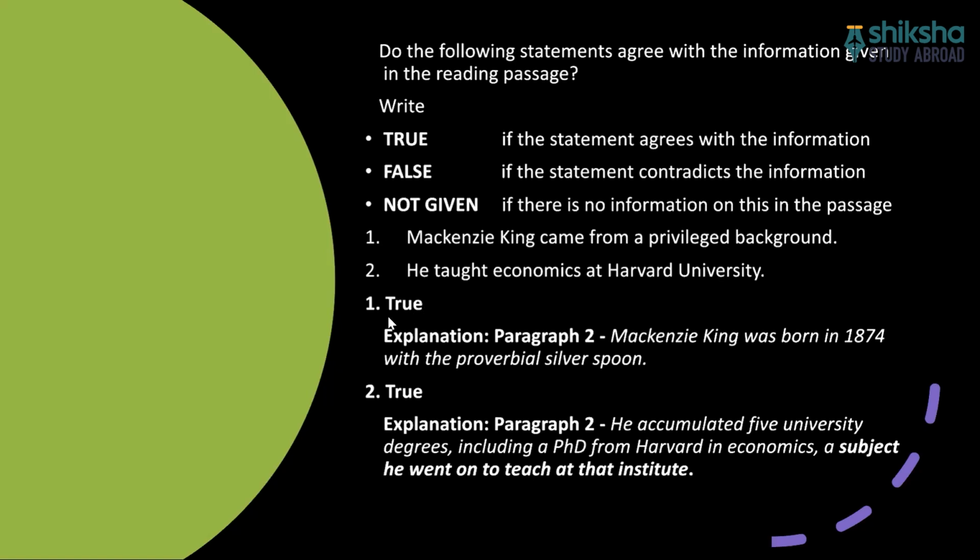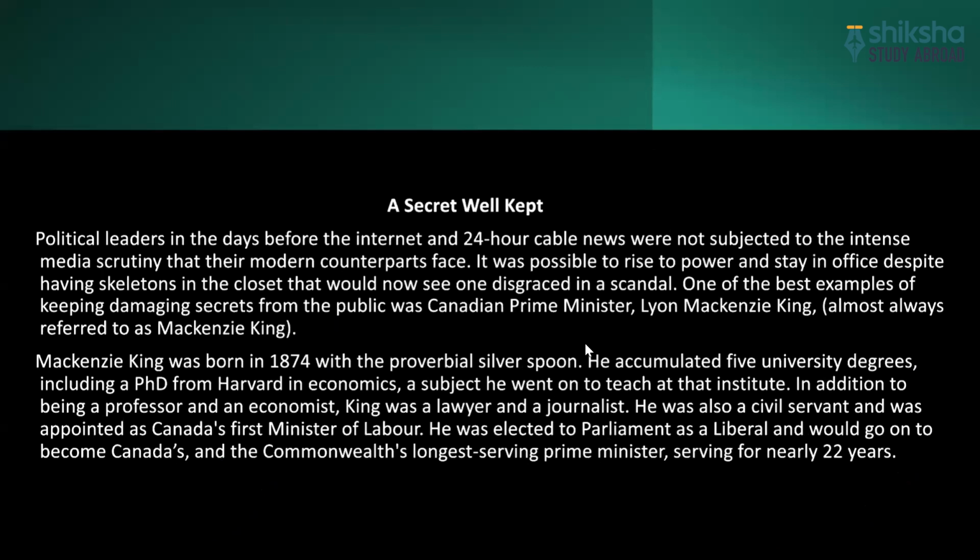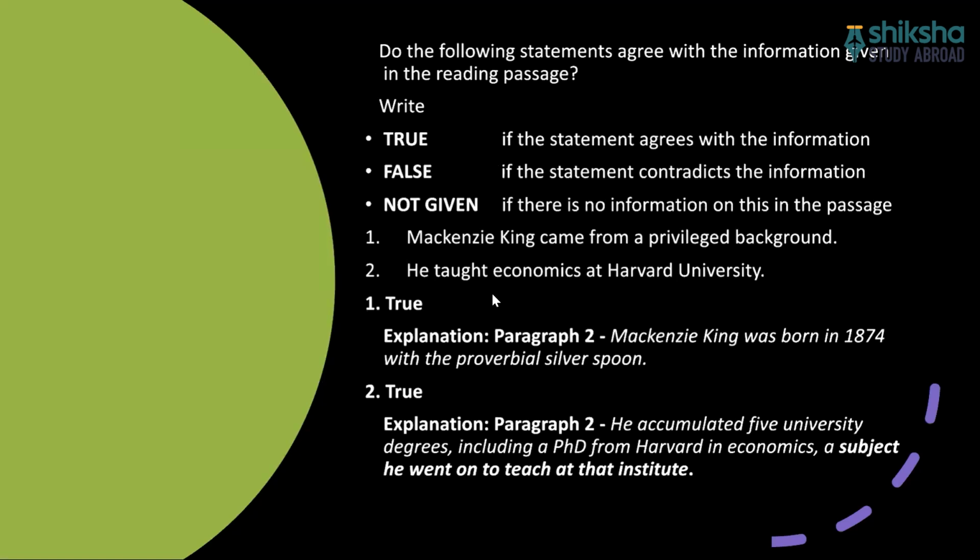The answer for this first one is true. An explanation has been given here. Paragraph 2. So I'll show you where is the paragraph 2 here. Mackenzie King. Okay, so I have listed down these 1 and 2 paragraphs here, just for you to know how you have to locate the answer. So the explanation which I have given here is paragraph 2. Mackenzie King was born in 1874 with the proverbial silver spoon.